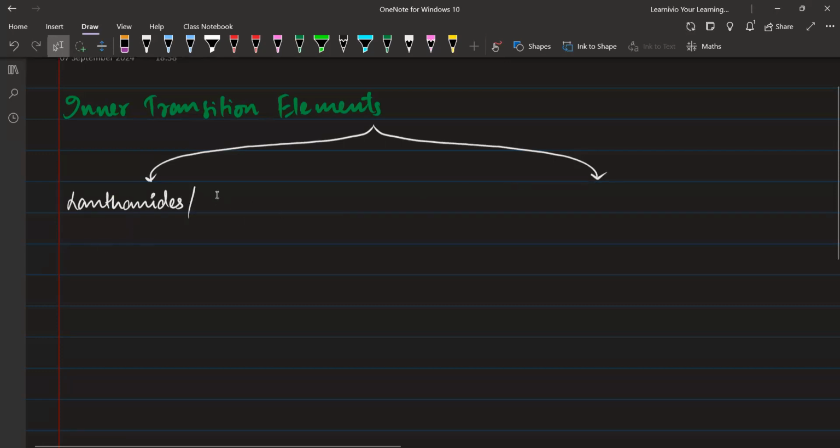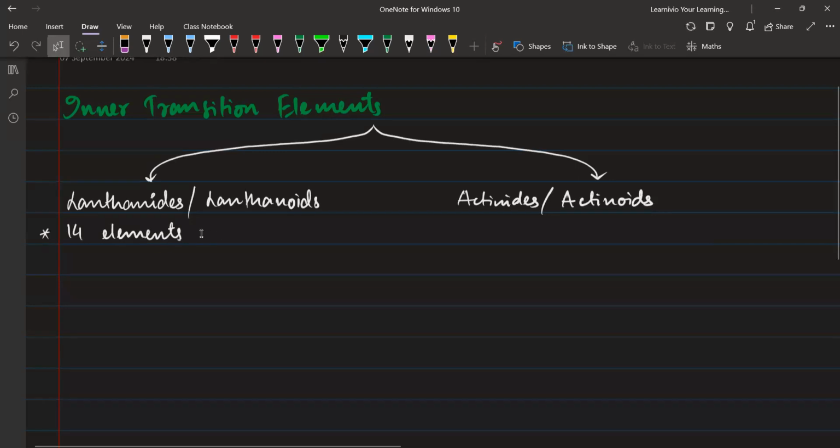Lanthanides, yeah, lanthanoids, actinides, yeah, actinoids. लिखिएगा. What are lanthanides and or lanthanoids? These are the 14 elements following lanthanum. After lanthanum, whatever 14 elements we have, those are known as lanthanides, following lanthanum.